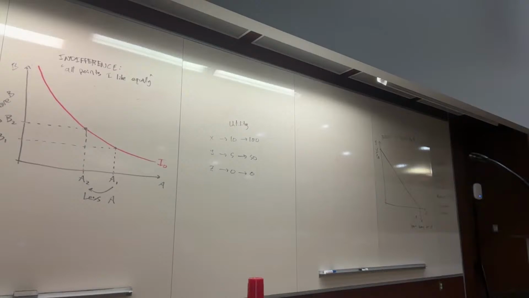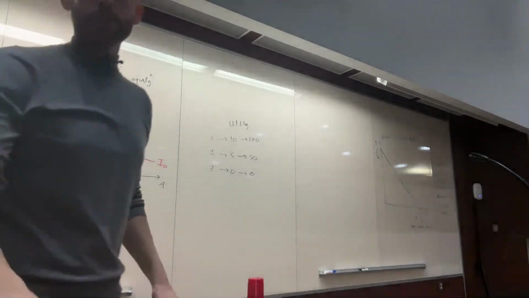So at 1 pound of apples, we have a utility level. We plug in U of 1. So this is telling us the utility associated with 1 pound of apples. We can do the same thing with 2 pounds of apples. We take 2 pounds, plug it into our utility function, and this gives us the utility associated with 2 pounds of apples.